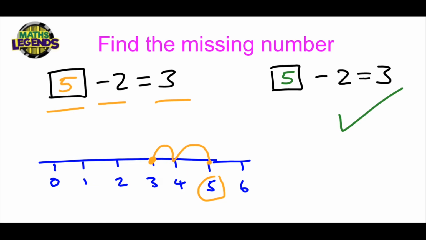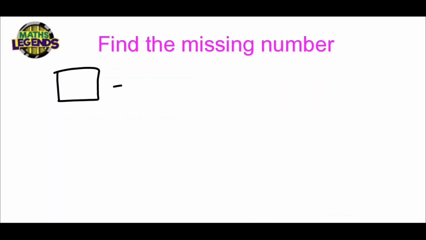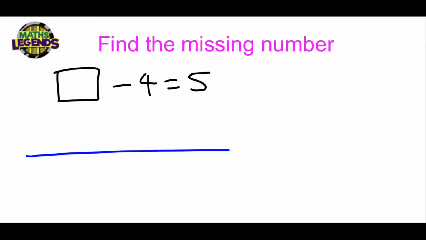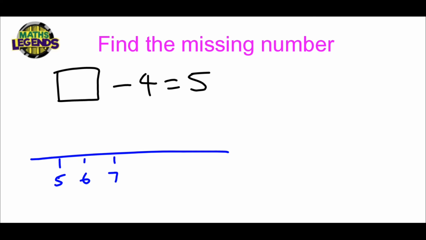Let's have a look at another example. Unknown minus 4 equal to 5. So again, we're going to draw our number line. But as we saw, when we have a minus sign, we went to the right-hand side. So we are going to draw the number line. And as we know, we're going to get bigger than 5. So let's just start from 5, 6, 7, 8, 9, and 10.